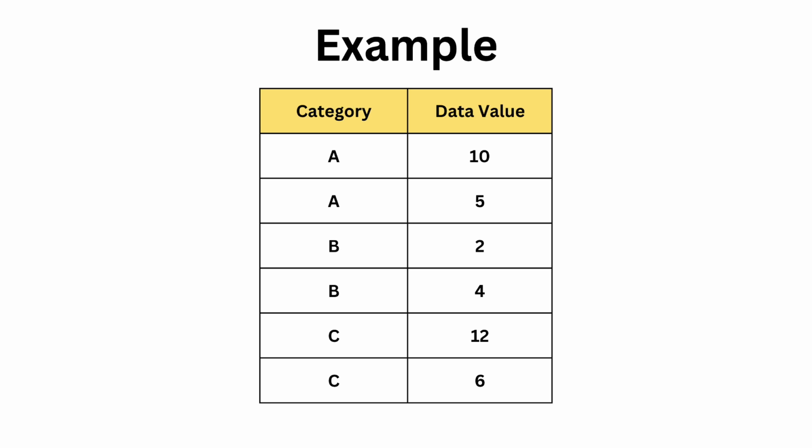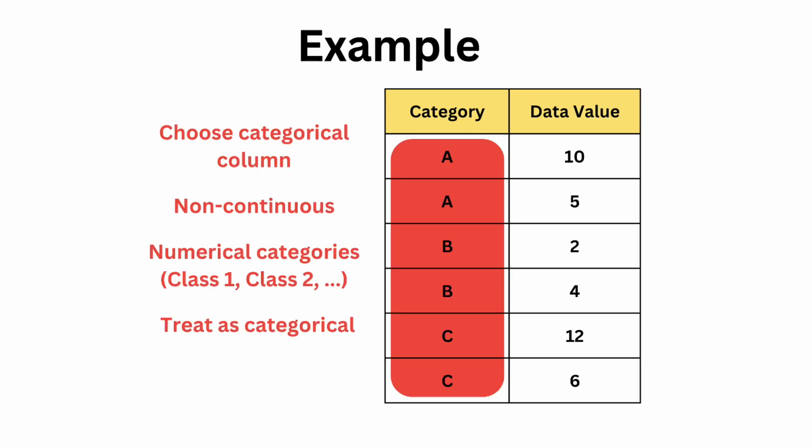And so when we're performing a group by call, essentially what we want to do is aggregate a continuous value per category. So here, the first step is to choose a categorical column to call with group by. Categorical columns are non-continuous, which essentially means that you have distinct groupings. So this category column has three distinct categories, A, B, and C, unlike the continuous data value column, where we can see it's just some sort of continuous numeric column.